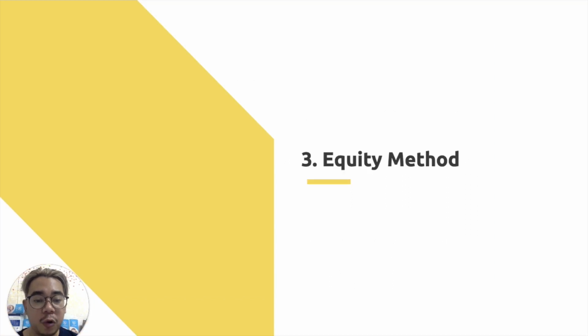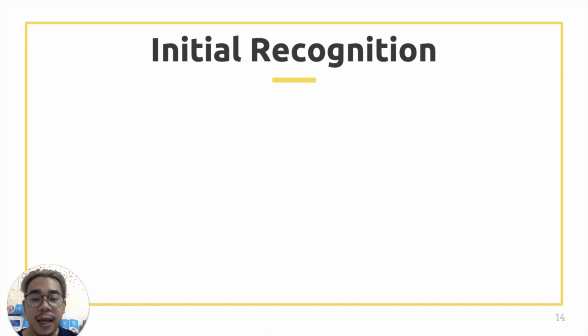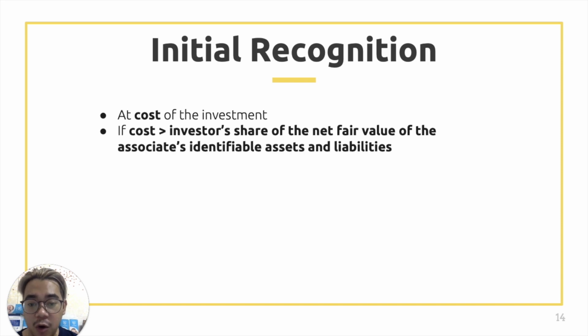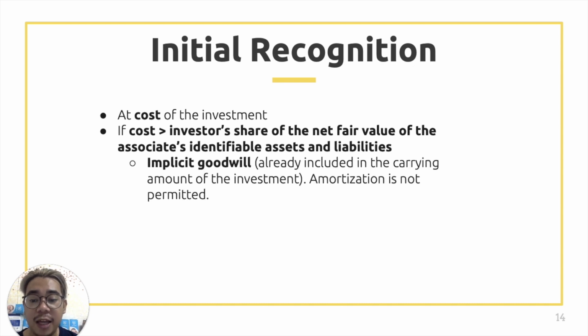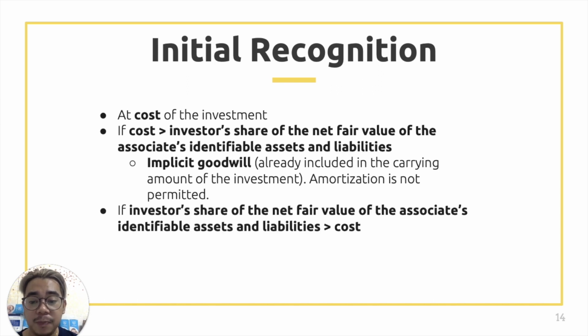So let's now go to the equity method. Initially, pag equity method, we recognize the investment at cost. If the cost is mas mataas sa net share in the fair value of the associate, then meron tayong implicit goodwill. Implicit kasi hindi natin siya i-record. And amortization of this goodwill is not permitted because the goodwill is already included in the cost of the investment.